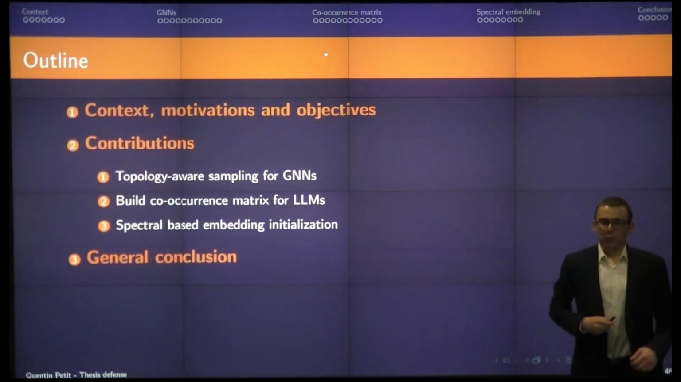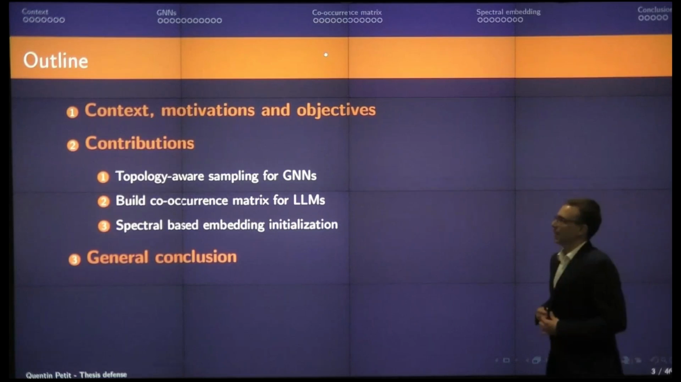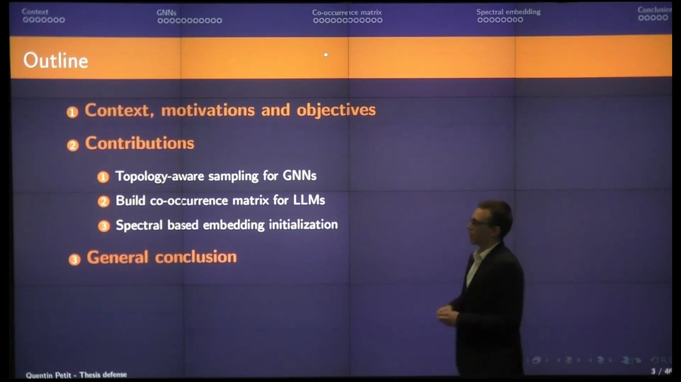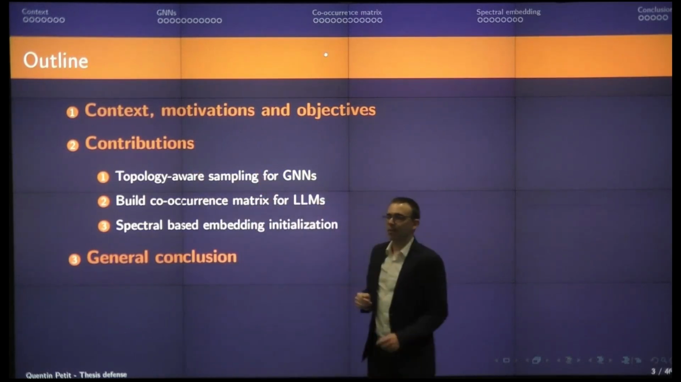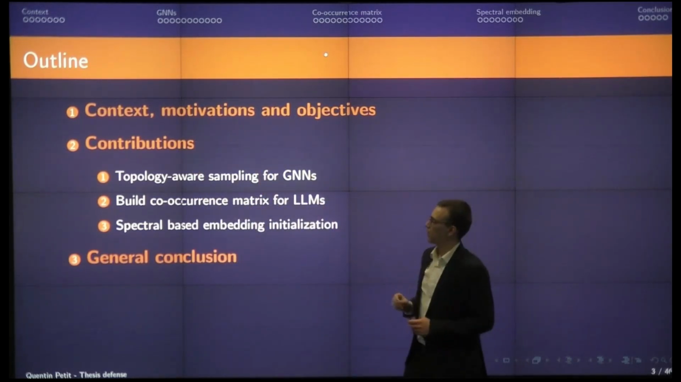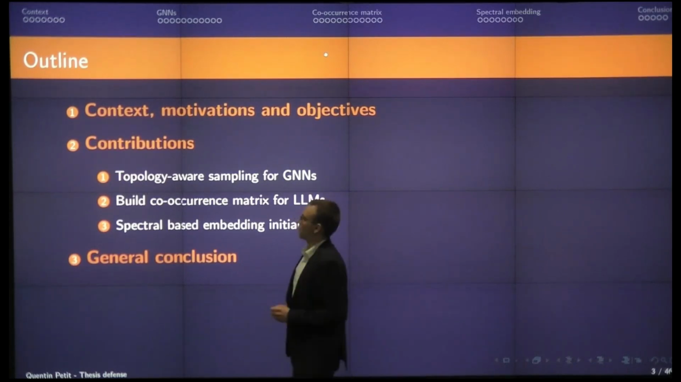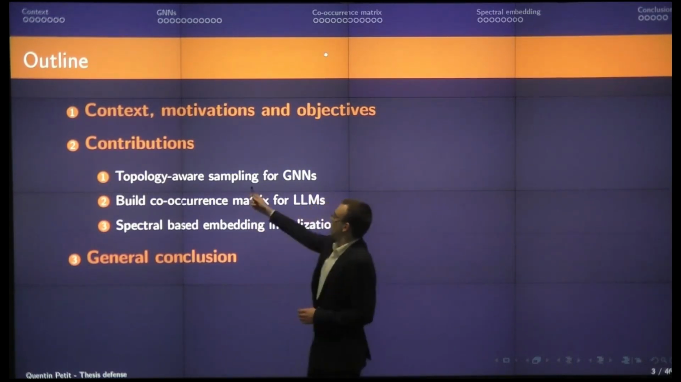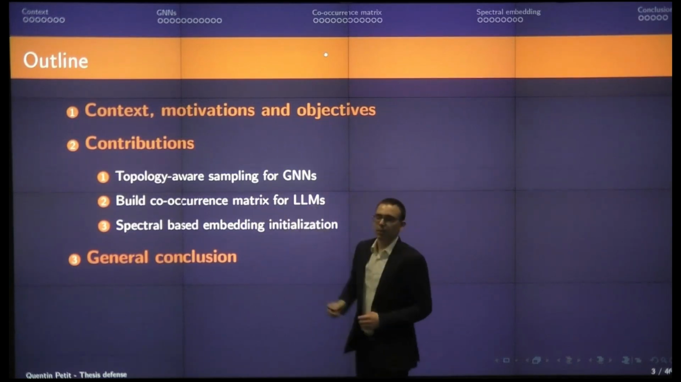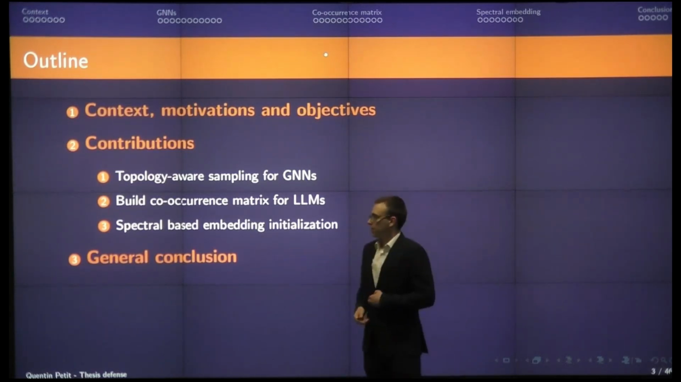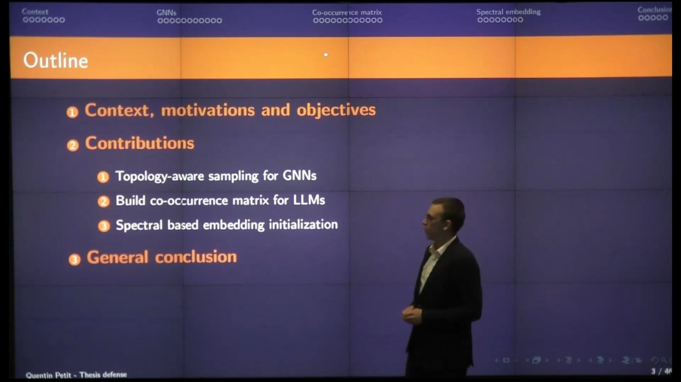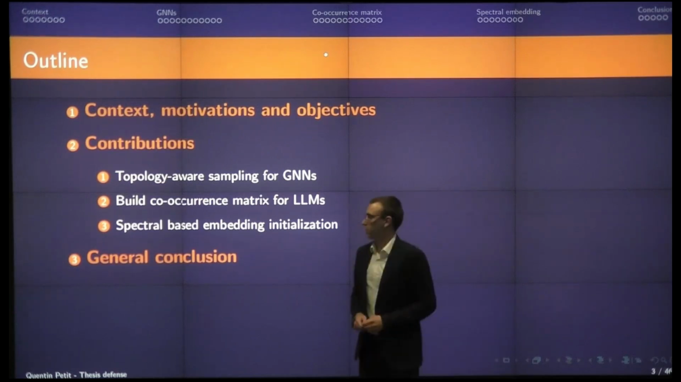So to present my work, I divide my presentation in three main parts. In the first part, we will see together the context, the motivation, and the objective of this thesis. After that, we will see together my different contributions during my 3 years of thesis. The first contribution is about graph neural networks. The second one is about matrix representation, the concurrence matrix representation. And on the third part, I will present a new embedding initialization based on spectral method. And we will finish with the conclusion.